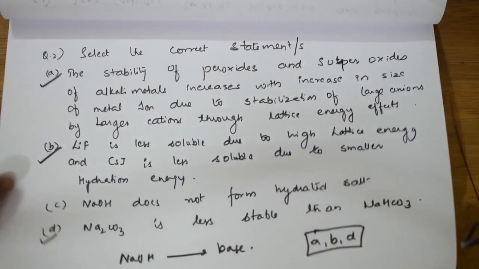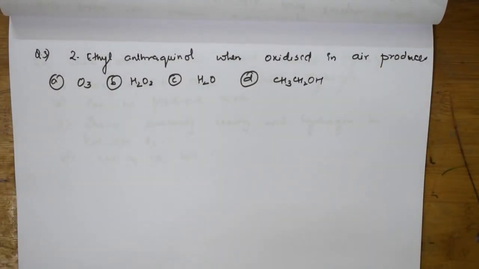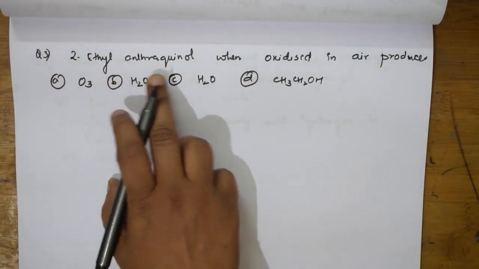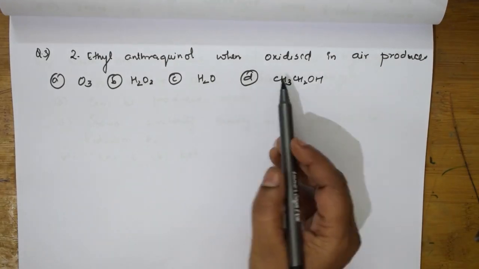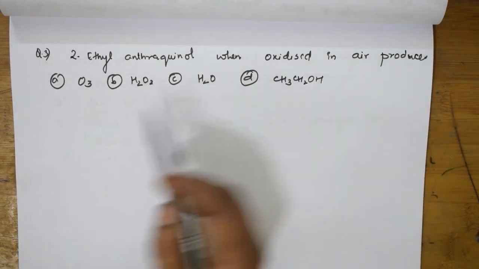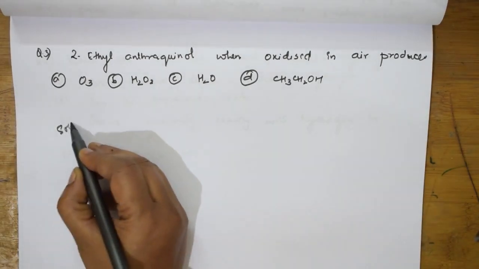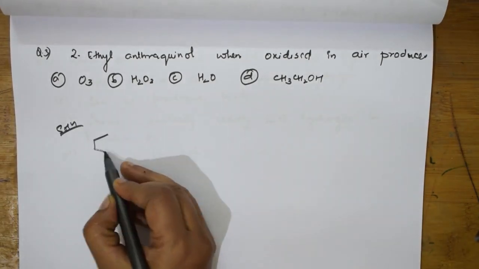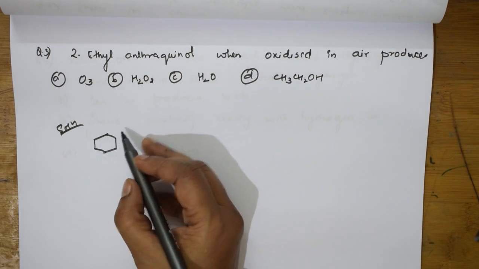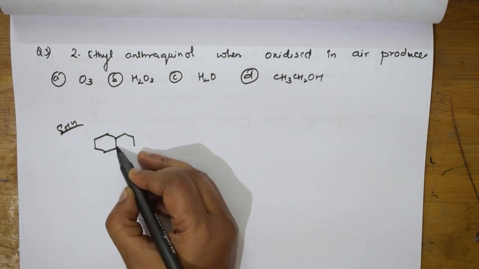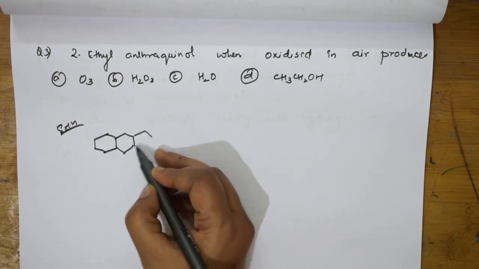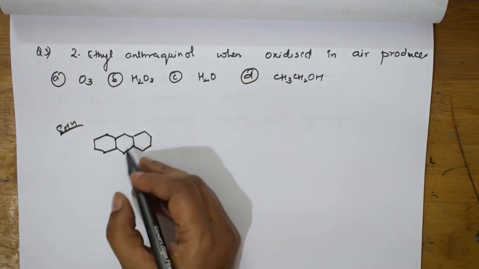So let us go back to the next question. Here in this particular question, what did they give me? 2-ethyl anthraquinol when oxidized in air produces. Okay, 2-ethyl anthraquinol when oxidized. Let us write the structure first. 2-ethyl anthraquinol means one ring here. This is the second ring. This is the third ring, right?